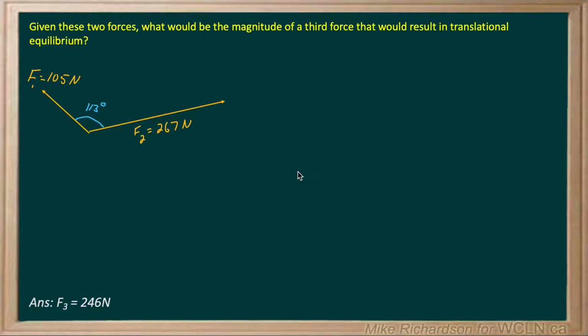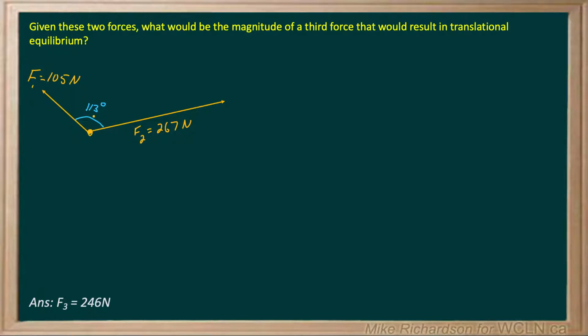Okay, here we've got two forces acting simultaneously on some object. It could be a mass. Imagine there's a mass right here. One of the forces is pointed upwards to the left at 105 newtons, and the other force is to the upper right at 267 newtons.